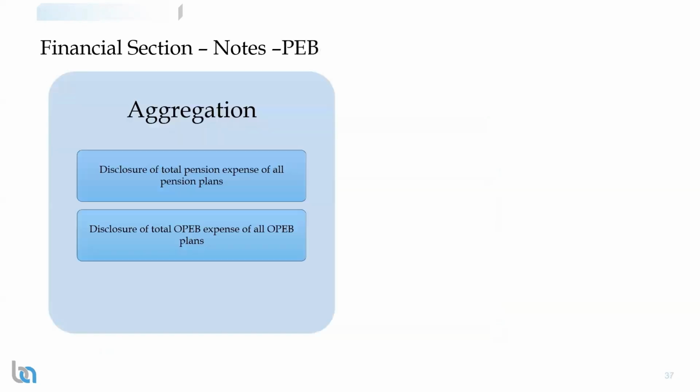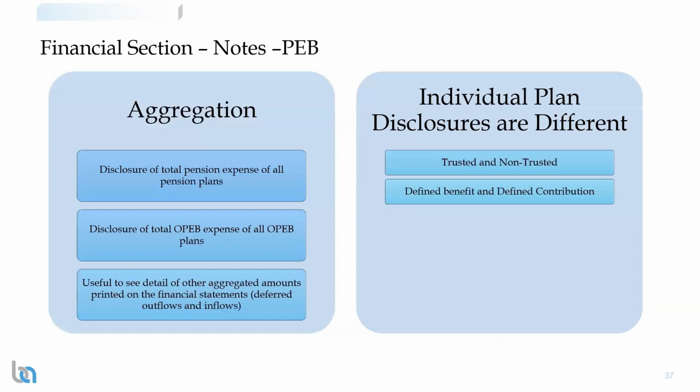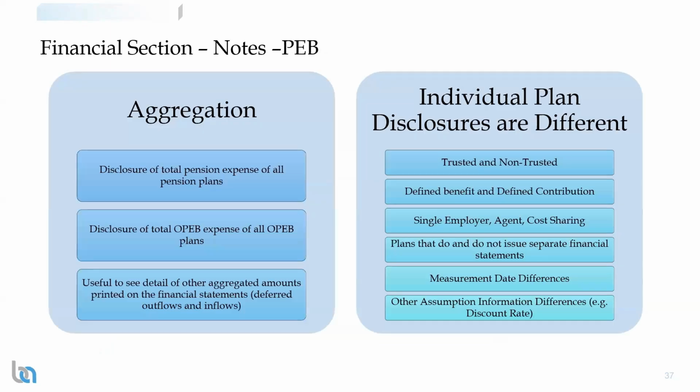All right, just some information about pension and OPEB. With regards to pension and OPEB, some amounts need to be aggregated. So you need to have total pension expense and total OPEB expense disclosed. And then it's also sometimes useful to see other totals consolidated just for review purposes, not required.